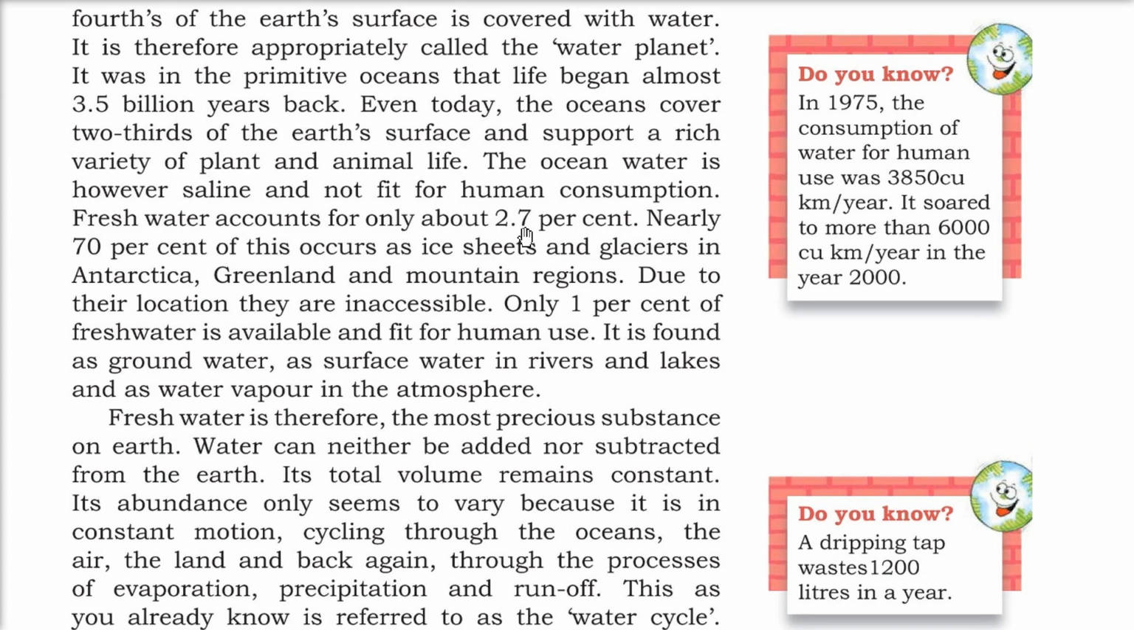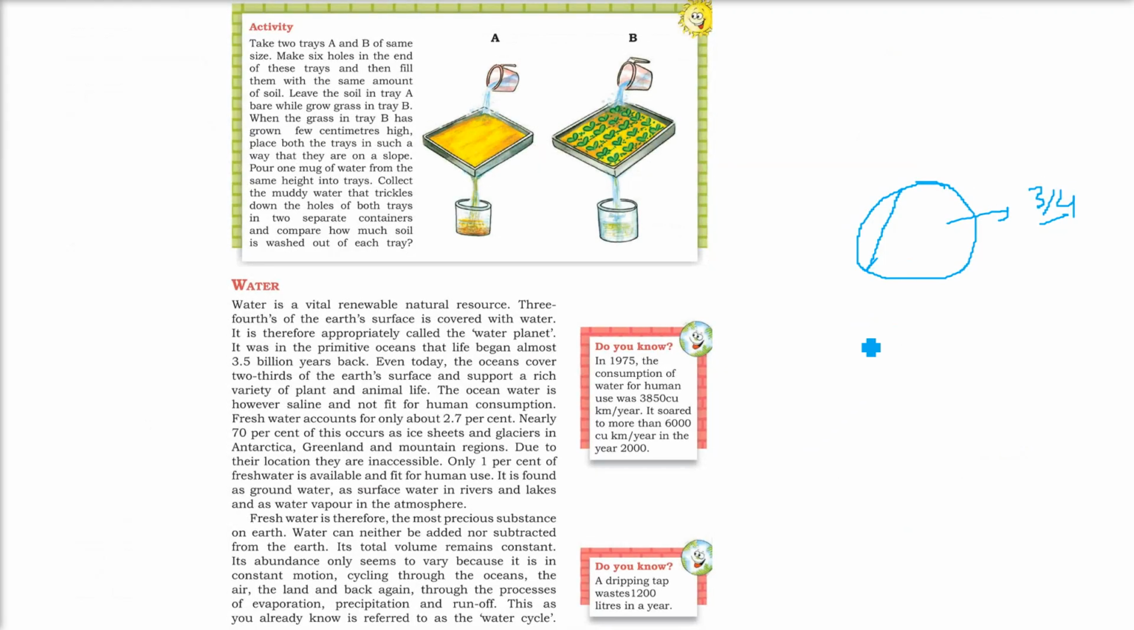Fresh water is only 2.7%, and 70% of this 2.7% occurs as ice sheet and glaciers in the higher latitude areas, that is, areas where the sunlight is almost zero. So fresh water accounts for only 2.7%, and nearly 70% of this occurs as ice sheet and glaciers in Antarctica and Greenland, Arctic and mountain regions, because these regions are inaccessible by humans and by sunlight also. So only 1% of the fresh water is available. This is only what is available. Of 100% of water around the globe, only 1% is fit for our consumption.